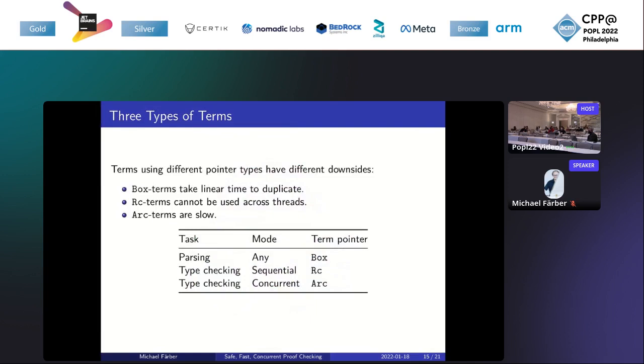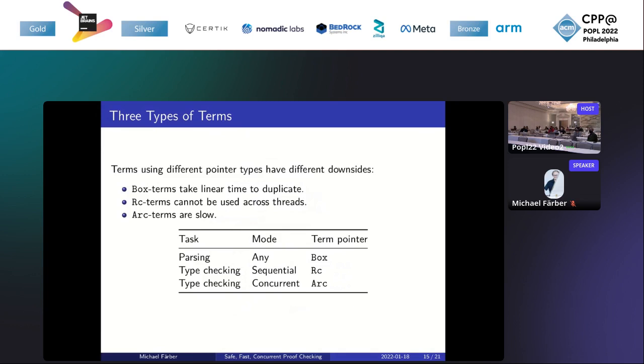I created 3 different types of terms that each use a different pointer type, shown before. And it is important to note that each of these term types inherits properties from the used pointer types. So for example, my term type that uses box takes linear time to duplicate instead of constant time. RC terms, on the other hand, cannot be used across threads, and arc terms are the slowest.